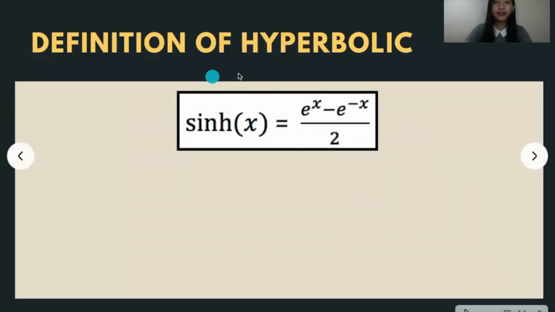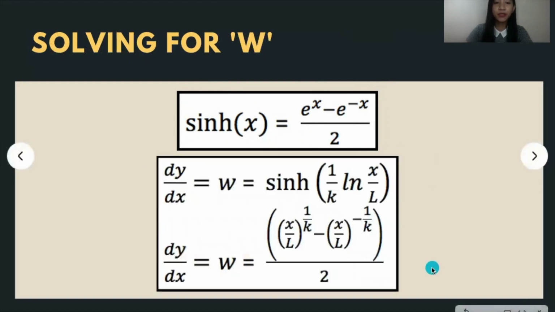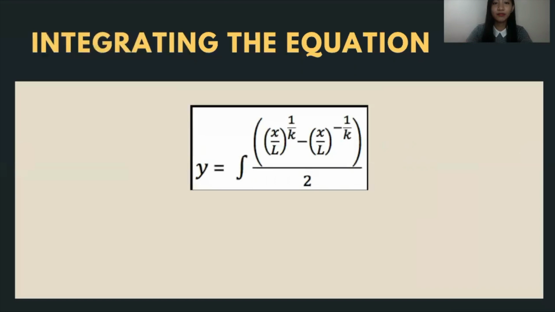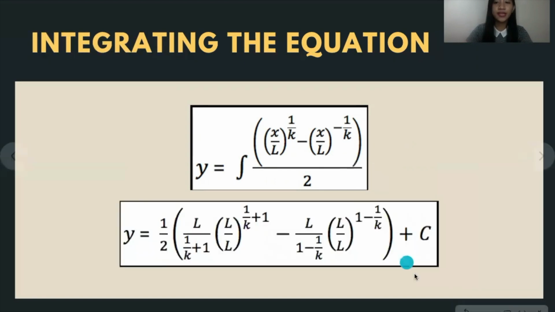Remembering the definition of hyperbolic sine h, it is equal to e^x minus e raised to negative x, all over 2. So now we will be solving for w, which is also equal to dy over dx. We will be getting this equation. And then as I have said earlier, we will be using the hyperbolic sine h. And then solving for w, we just need to integrate this equation. We will be getting this.